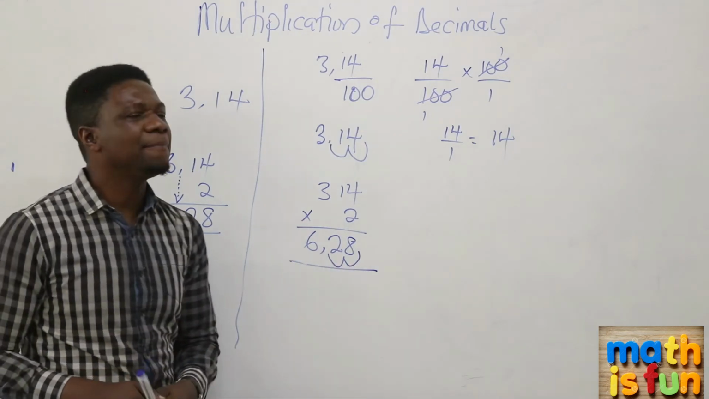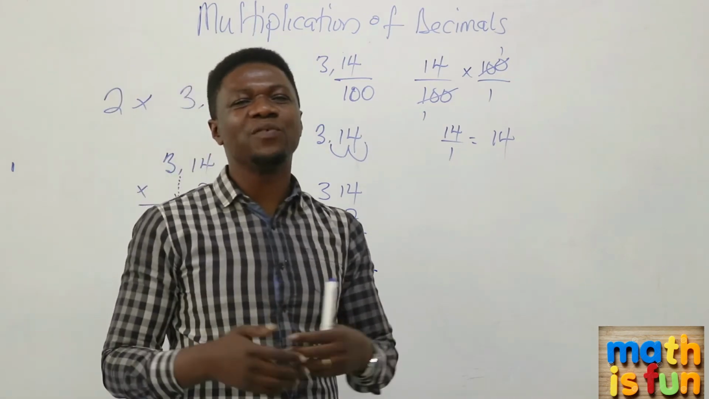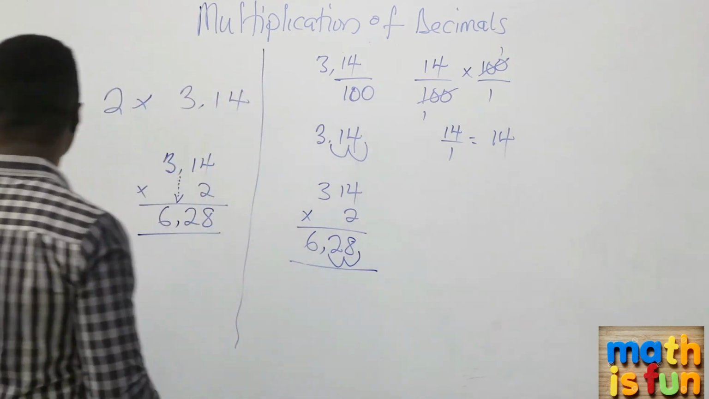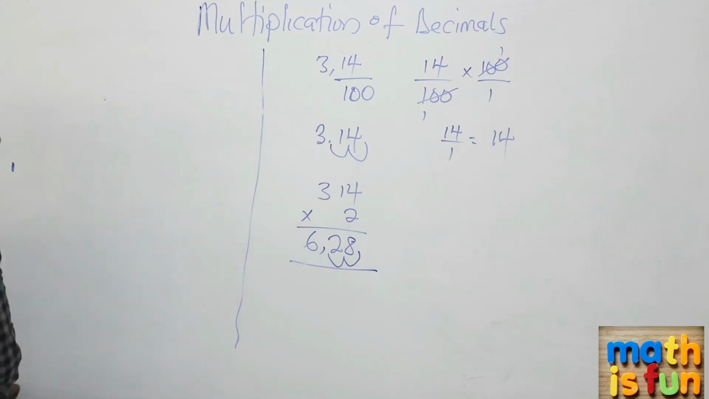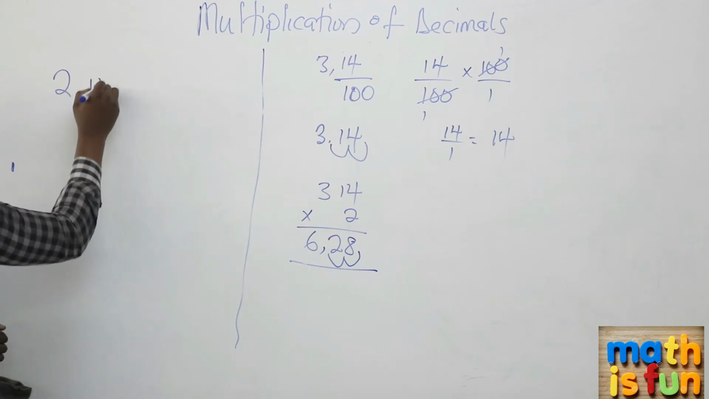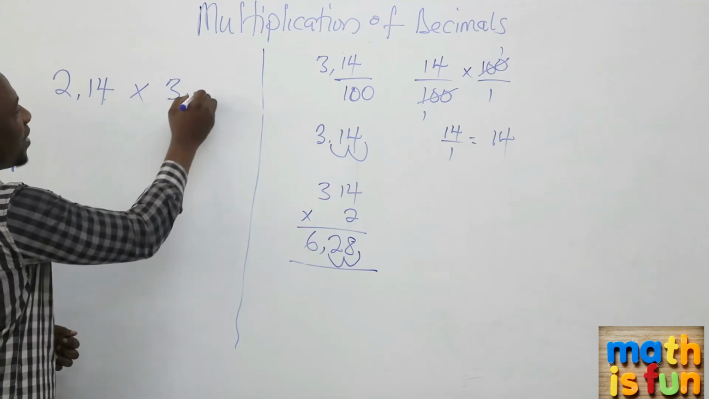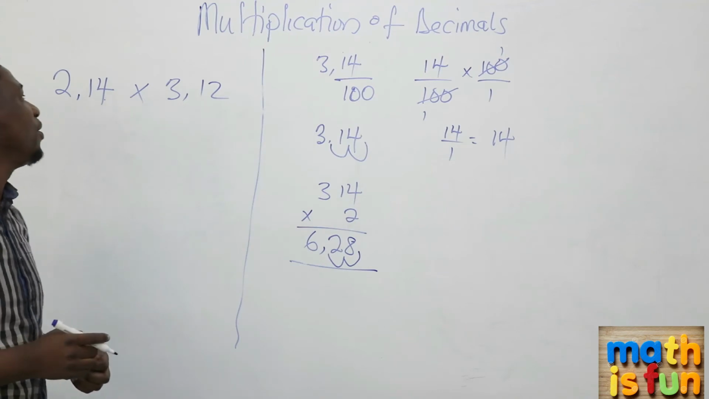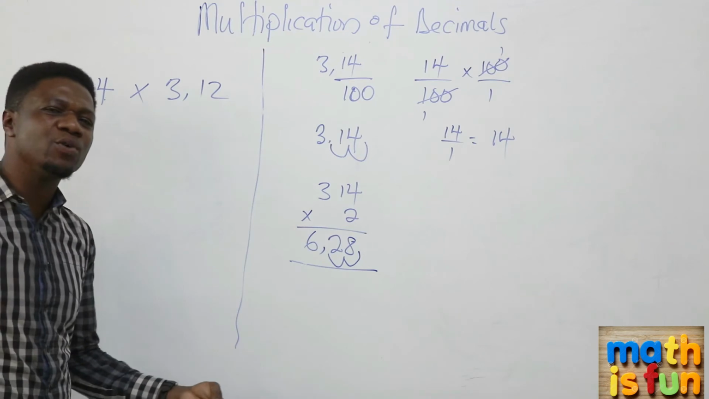Good. Then someone will wonder, what if I get multiplication of decimals, whereby I have to multiply a decimal fraction by a decimal fraction? Let's go through that quickly. If I have to multiply a decimal fraction by a decimal fraction, I have 2,14 being multiplied by 3,12. 2,14 multiplied by 3,12. How do I go about this?